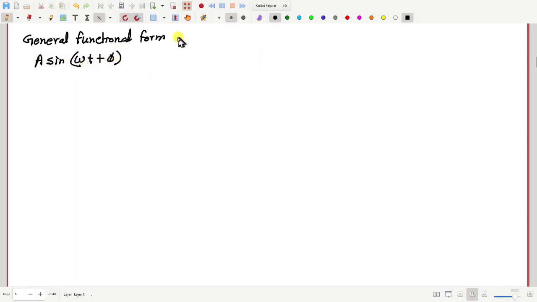Okay, and then we said that we can express this function as a shortcut by a complex number which is A by root 2 angle phi. This shorthand notation is called the Phasor value or Phasor representation.